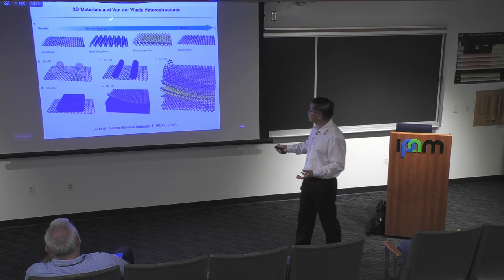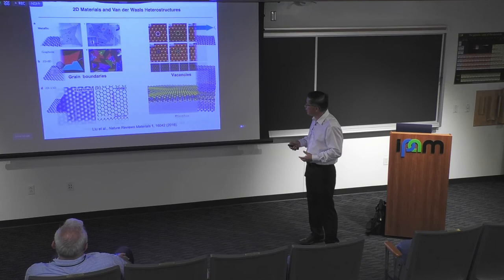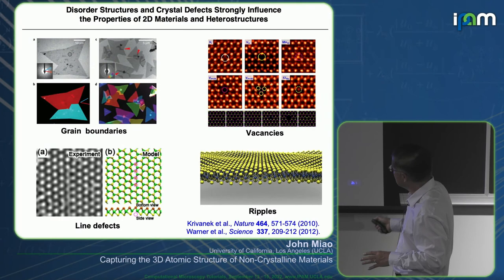Now, 2D materials can be metallic, semiconducting, and insulating. It's a hard topic, so we've been working on this. And I think Angus and Paul also showed these 2D materials. Defects play very important roles.